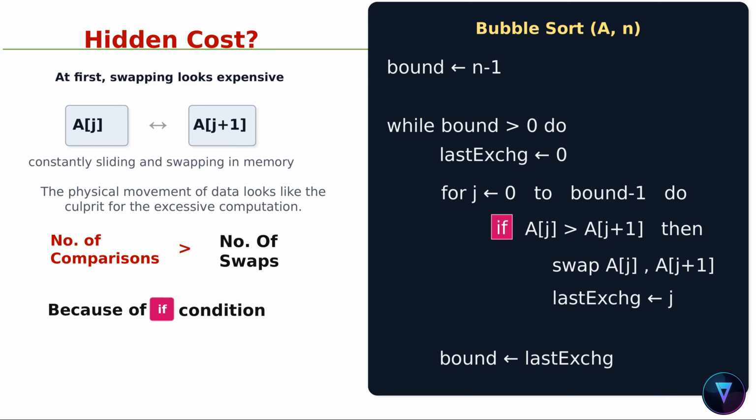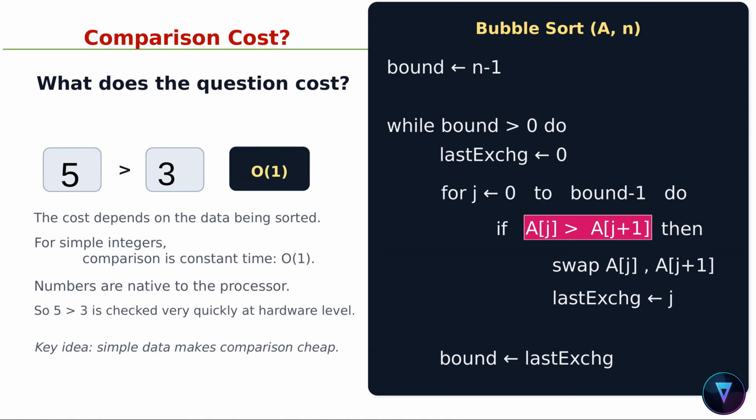Huh. We have to transition our thinking from the spatial movement of data to the actual processing toll of answering that fundamental yes or no question. Is item A greater than item B? Oh, I see. So the cost depends entirely on the nature of the data being sorted. Precisely. Because we know that if the system is sorting simple integers, evaluating whether 5 is greater than 3 is mathematically expressed as operating in constant time, or O(1).